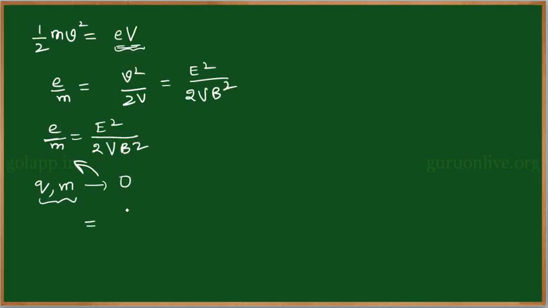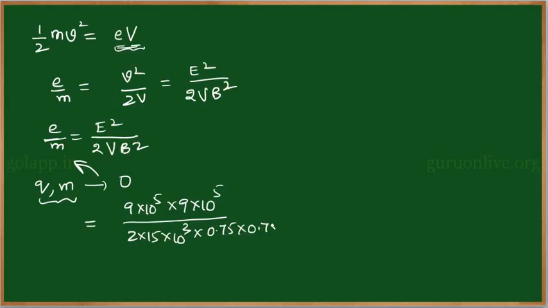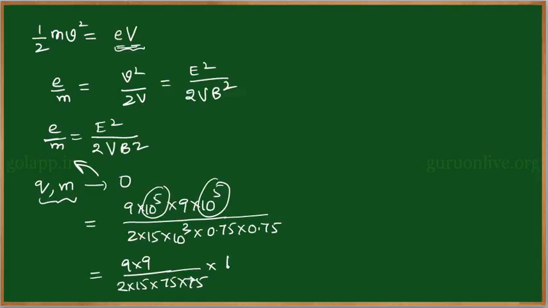So from the given values, E is 9 into 10 to the power of 5 into 9 into 10 to the power of 5, because it is squared, divided by 2 into 15 into 10 to the power of 3 into 0.75 into 0.75. I will remove the decimals and make the magnetic part into one term: 9 into 9 divided by 2 into 15 into 75 into 75, and on the top you have 10 to the power of 5 and 10 to the power of 5, so 10 to the power of 10.